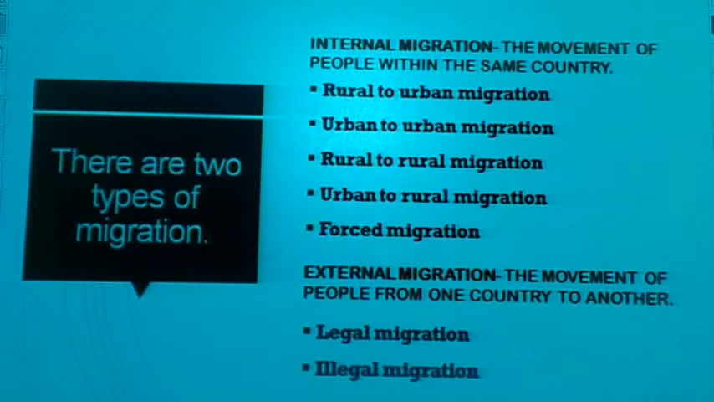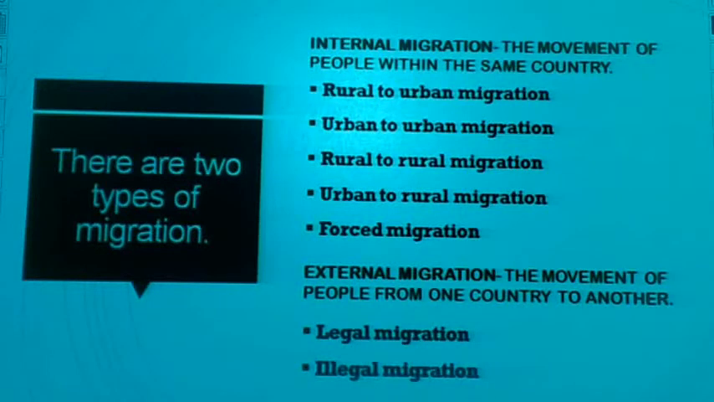There are two types of migration: internal migration and external migration. Now, what is internal migration? Internal migration refers to the movement of people within the same country. There are different types of internal migration. Let us read. Rural to urban migration. What happens in this migration? When people move from villages to cities, it is called rural to urban migration.